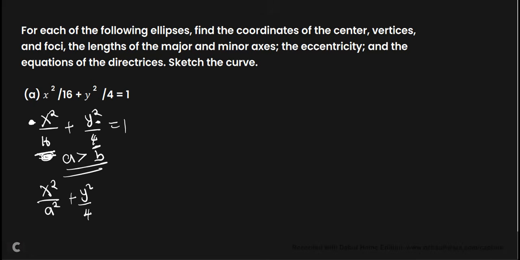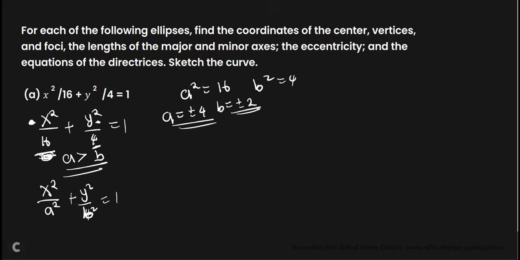So in this situation, a squared is 16, then b squared is 4. Find the square root there: a is positive or negative 4, then b is positive or negative 2. Now from there, you can find the center, right?